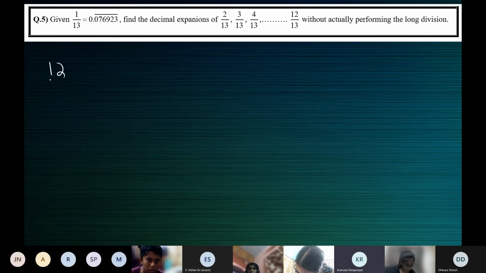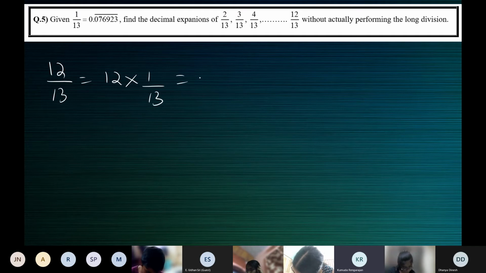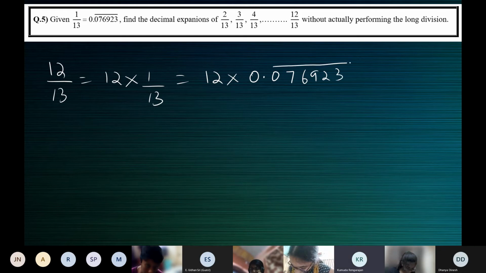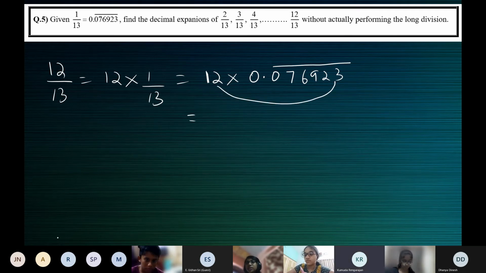So 12 by 13 is equal to 12 into 1 by 13. So that is equal to 12 into 0.076923 recurring. Now, I'll do the calculation here itself, children. Tell me, what is 12 threes? Children, we'll do this together. 12 threes are 36.